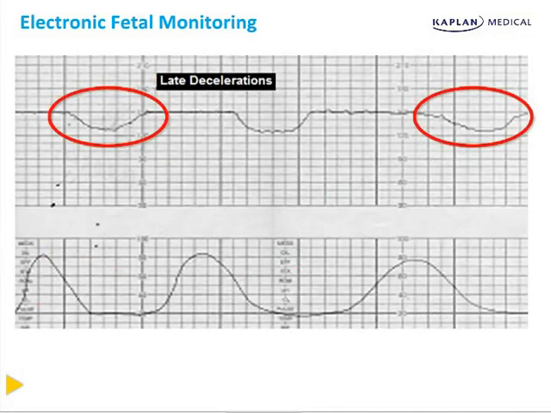Late decelerations are ominous signs. They occur after the contractions have already subsided and are the result of uteroplacental insufficiency. The answer on the Step 2 exam should be geared towards delivery of the fetus.